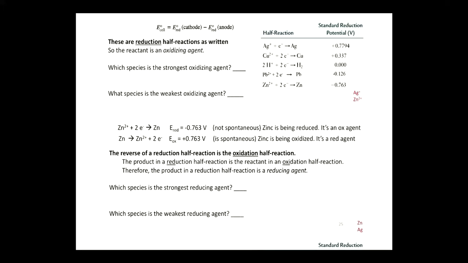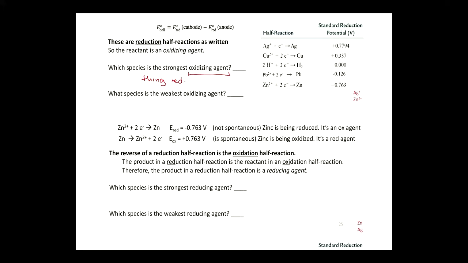So let's go through this table. So remember, this table is a reduction half reaction table. So if we look and see, okay, these answers are pretty straightforward. Which species is the strongest oxidizing agent? So think about it this way: an oxidizing agent is a thing that is reduced. So really, if I ask you what is the strongest oxidizing agent, I'm asking you what is the thing that is easiest to reduce. All right? Easiest to reduce. That's what an oxidizing agent is.